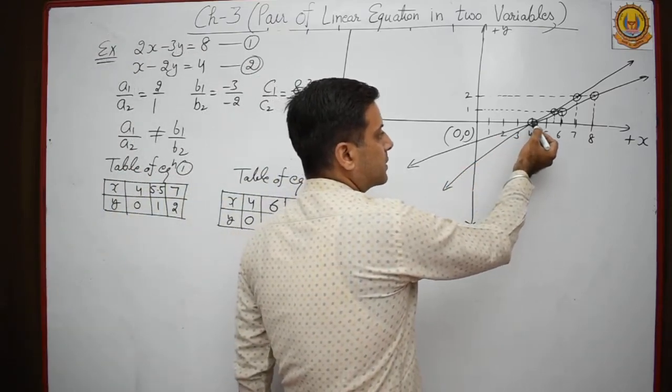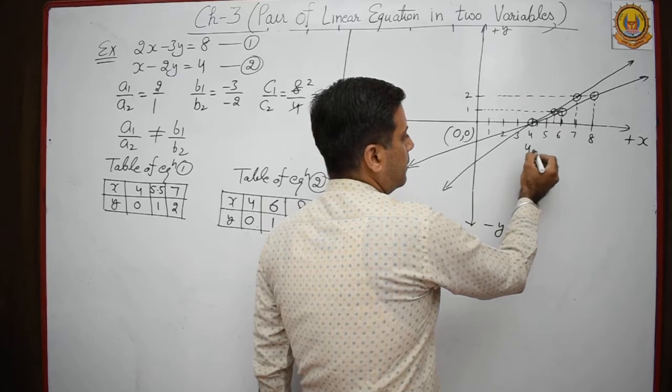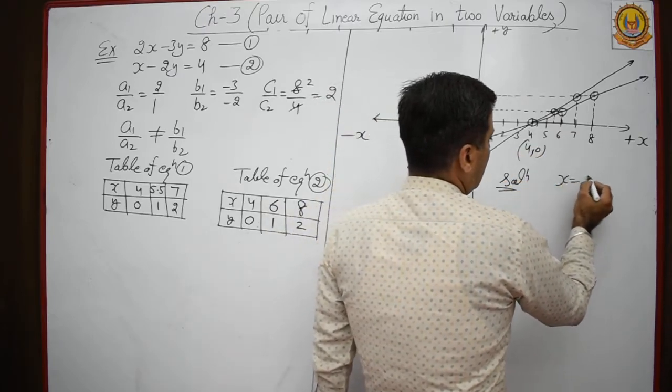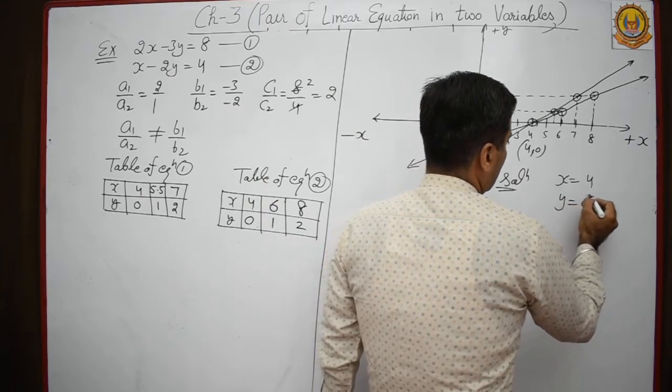Here this coordinate is (4, 0). So its solution is x equal to 4 and y is equal to 0. So this is the answer.